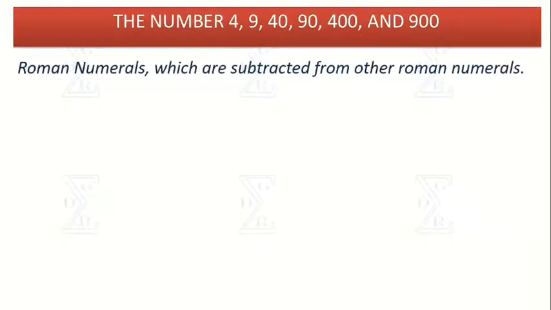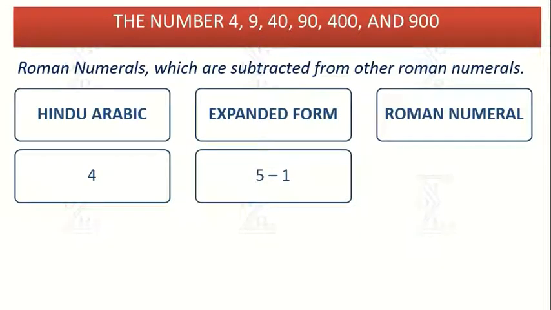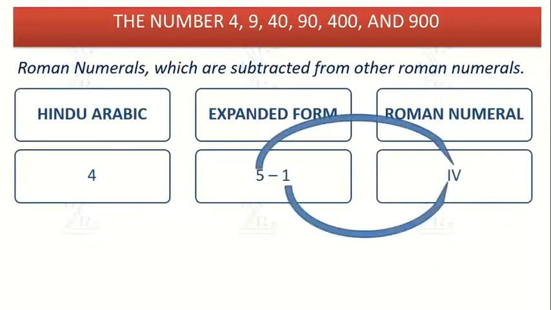Let us check the Roman numerals, which are subtracted from other Roman numerals. Observe the Hindu-Arabic numeral. Let us take a number 4. According to the Roman numerals, the nearest Roman numeral of 4 is 5, because 5 as V, so if we subtract 1 from 5, we get 4. In the case of subtraction, we write a smaller number first and bigger number second in the Roman numeral. In the expanded form 1 is smaller, so first we write I, and 5 is bigger, so we write V. So we write 4 as IV.